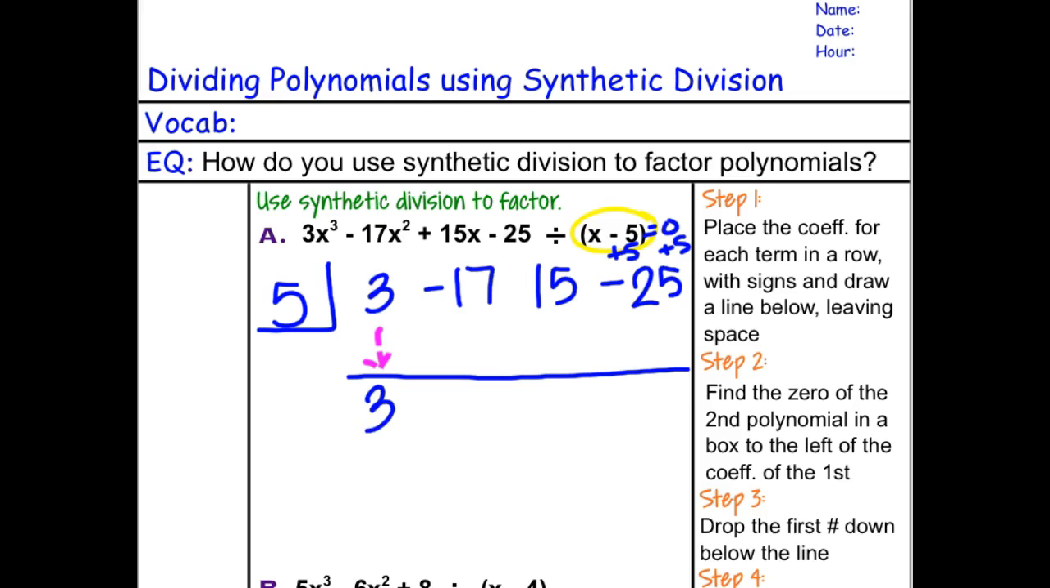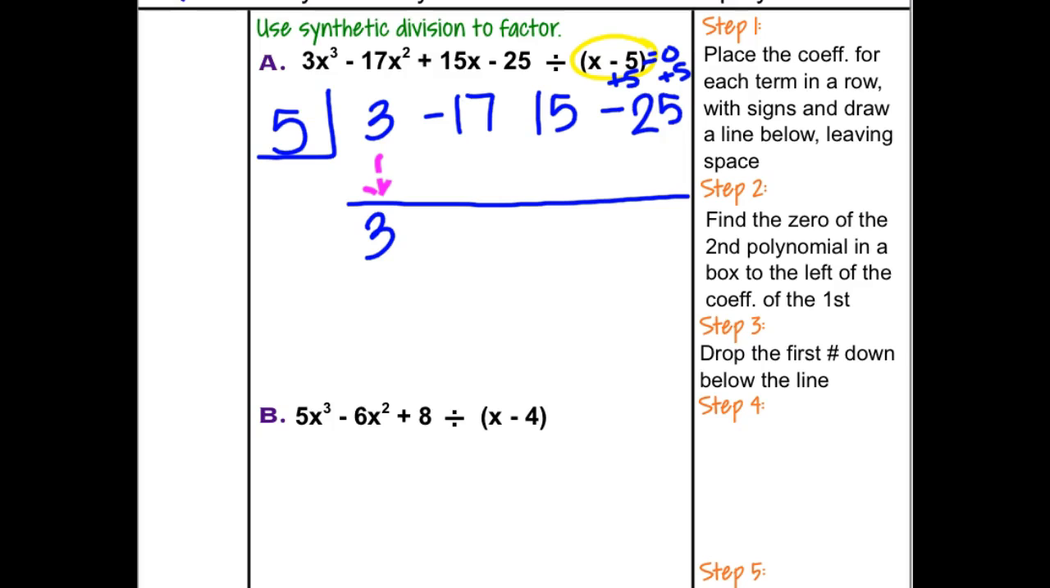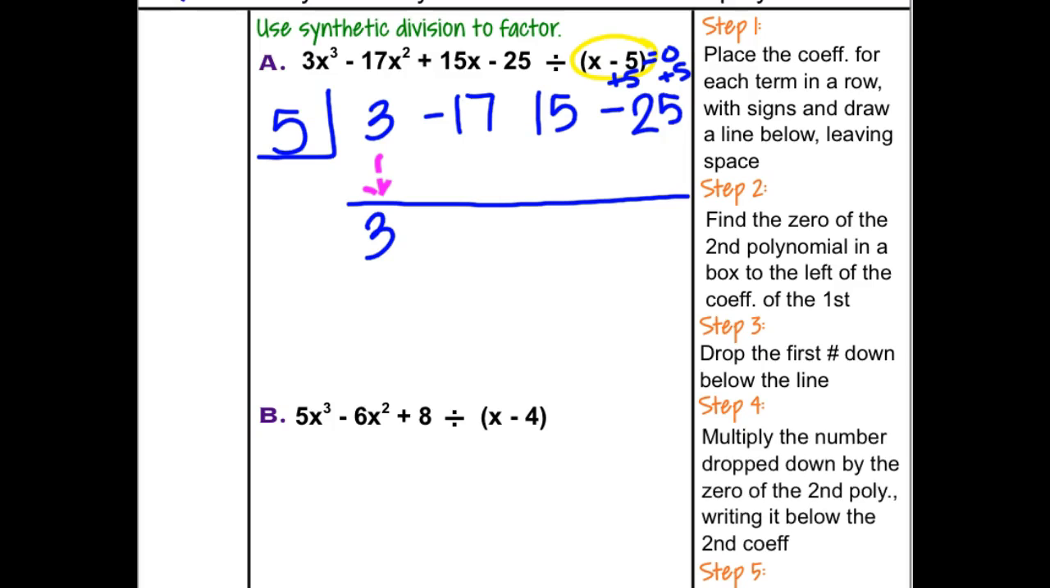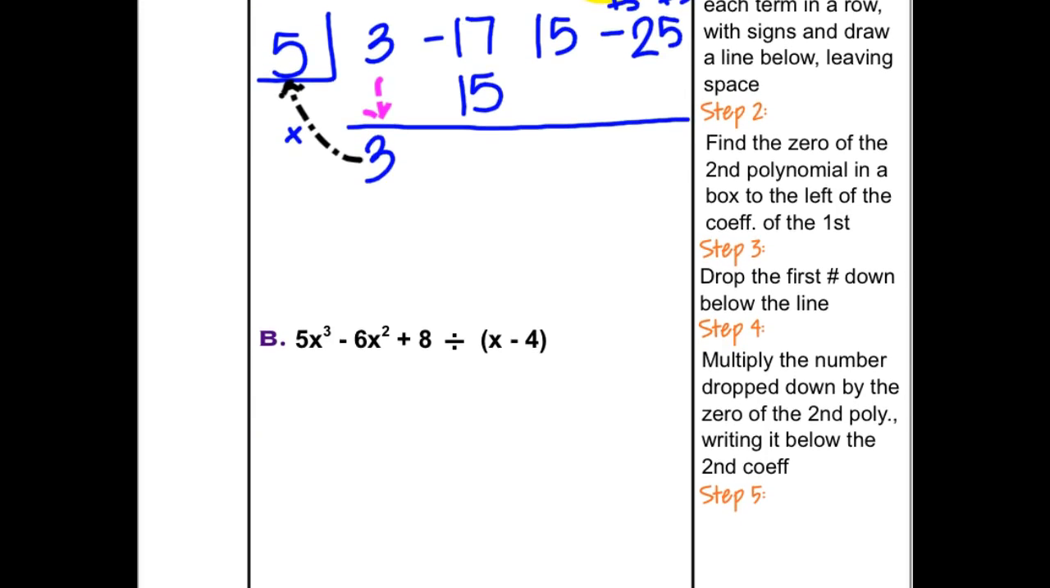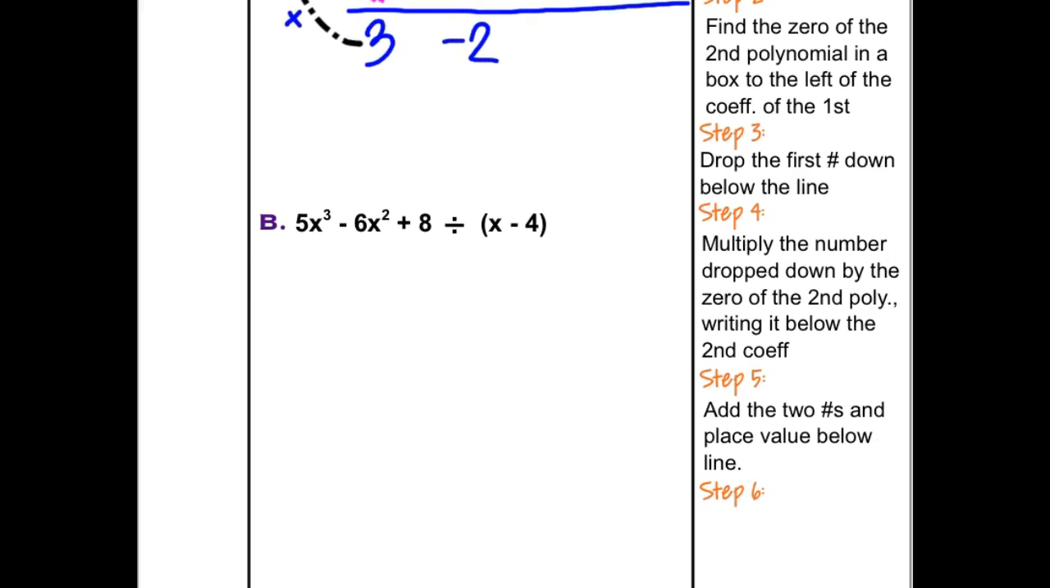So now I'm going to scroll up so you can see the rest of our instructions. Step four says multiply the number dropped down by the zero of the second poly, writing it below the second coefficient. So what that means is we're going to take the 3 times 5. So we'll multiply it out. 3 times 5 is 15, and we write it here. Step five says add the two numbers and place the value below the line. So negative 17 plus 15 is negative 2.